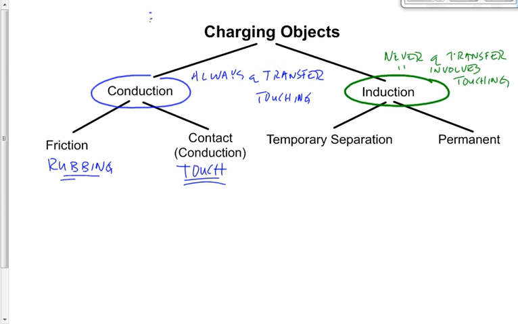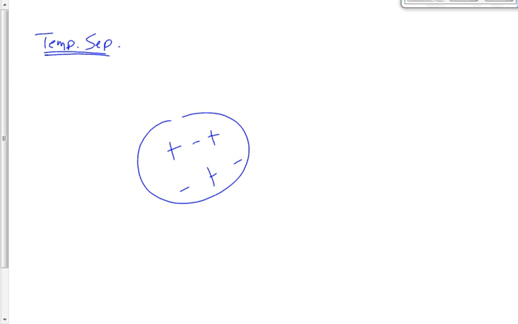Okay, let's go now to induction, specifically the temporary separation of charge. I'll draw the picture that we drew yesterday here. We've got a neutral object here, and we're going to bring a negatively charged object nearby that neutral object. What's going to happen to the protons in that neutral object when I bring that negative object nearby? Yep, they're going to stay where they are. The protons, if it's a solid, the positives are always going to stay where they are.